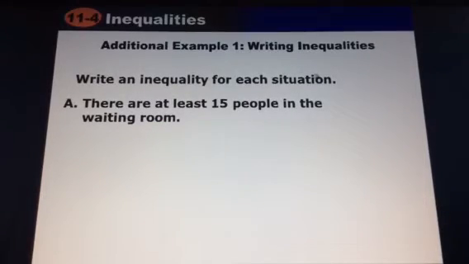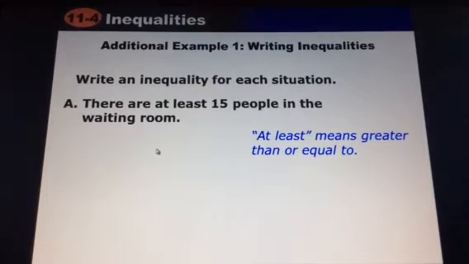Write an inequality for each situation. So the first one says there are at least 15 people in the waiting room. So we're looking at how many people are in the waiting room. There's at least. Well, at least means that's the smallest quantity that could be there. There could be 15, or there could be more. So that means the number of people in the waiting room is going to be greater than or equal to 15. 15 is the least it could be.